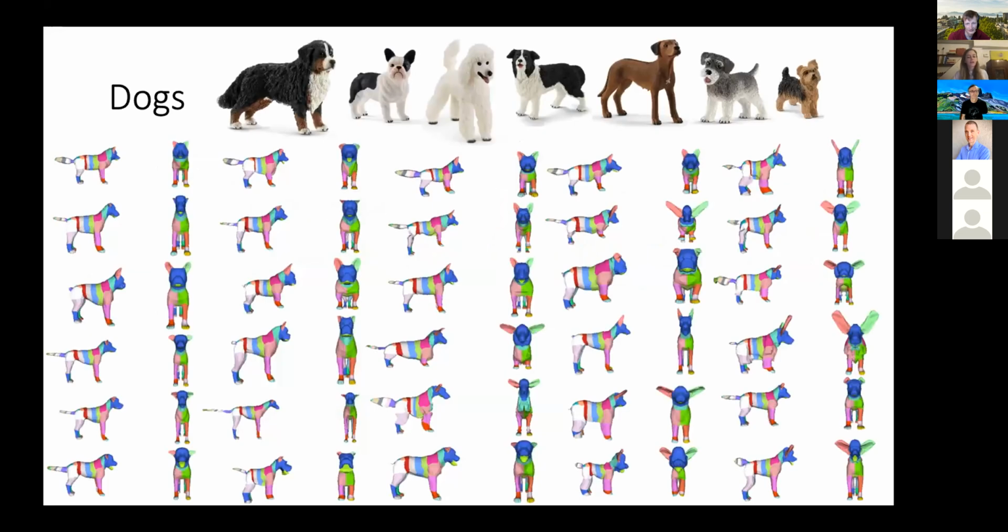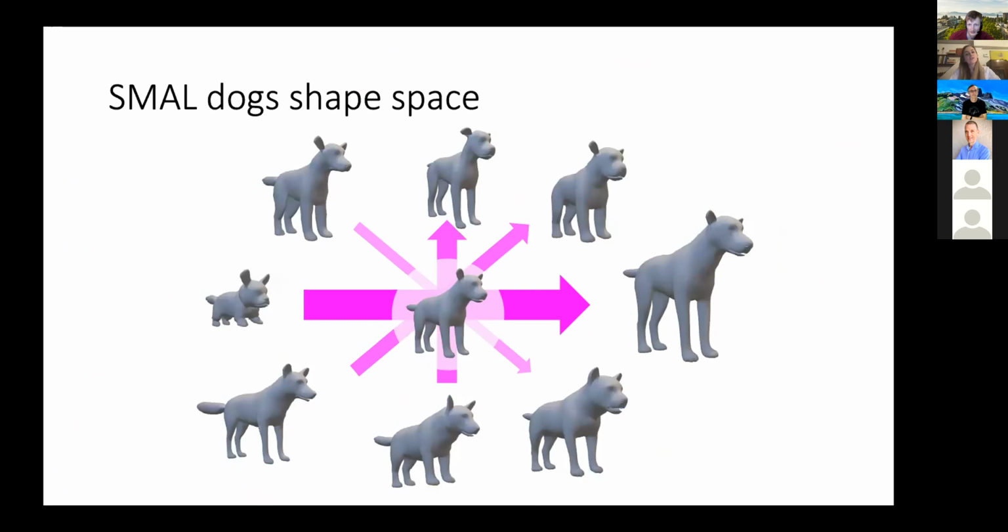To overcome these two limitations, we bought more dog toys. And then we registered the toys with the SMAL model. These are the unposed meshes with the segmentation of the SMAL model. And you can see that the head now is not completely blue. It's not a single part, but we have these pink and green ears that represent the fact that we have articulated ears. So we can do the PCA on that data and learn a small model for dogs.